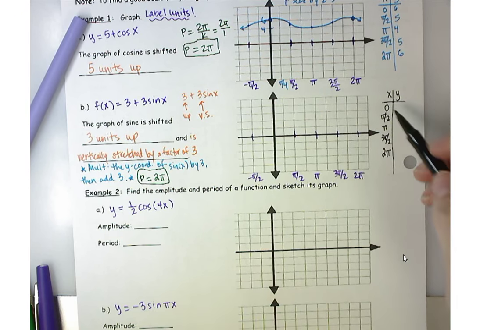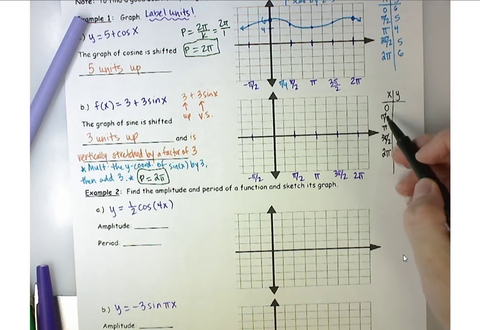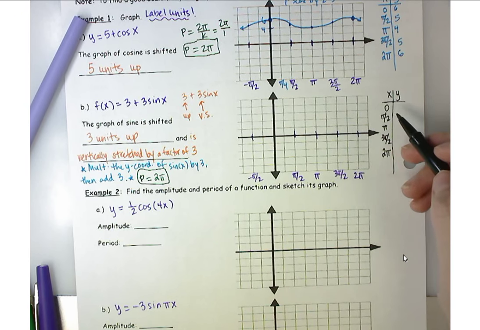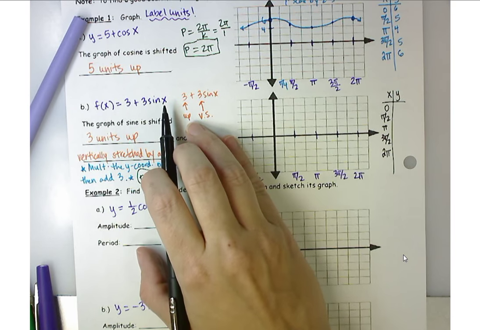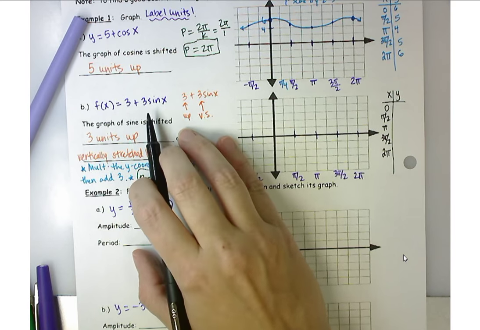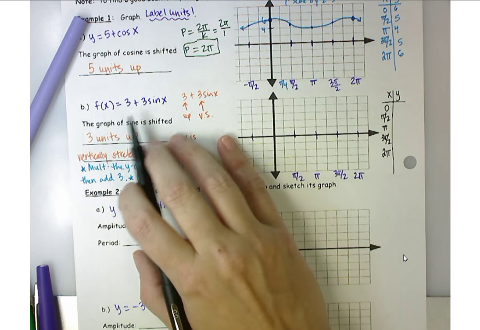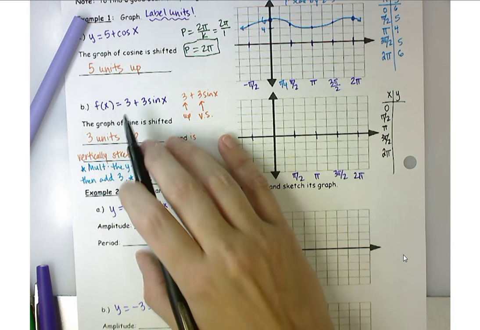Okay, so we're always going to start by finding what happens at 0. So the sine at 0 is what? 0. So if I multiply that by 3, I get 0. And then if I add 3, I get 3.